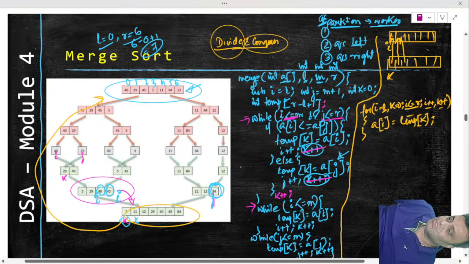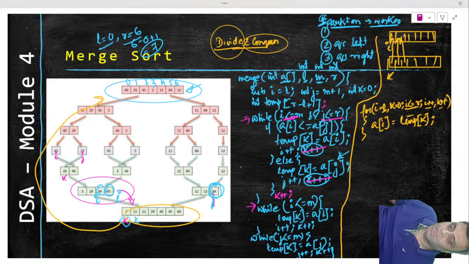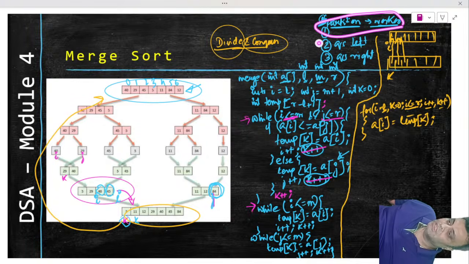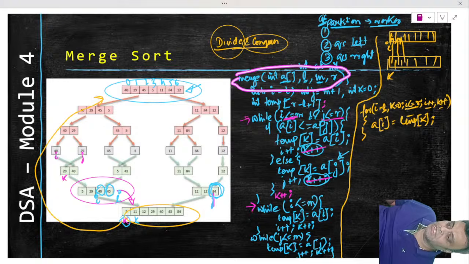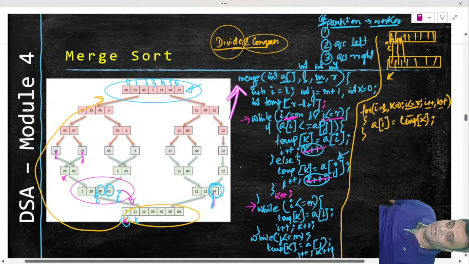So this is this part, right? As I said, in the earlier case the actual work was being done by the partition function. Then the quicksort function called itself. Now our actual work is done by this function, but this function therefore needs to be called, right? So let us do that part, and that would complete the algorithm.